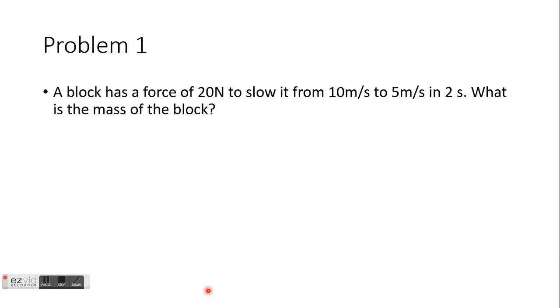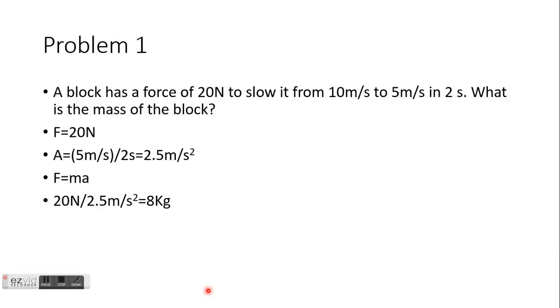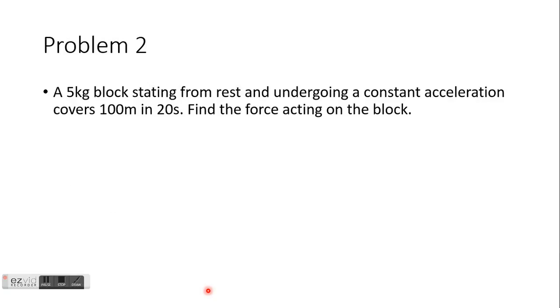But alright, back on track, we're going to start working on some problems. A block has a force of 20 newtons to slow it from 10 meters per second to 5 meters per second in 2 seconds. What is the mass of the block? We have the force, we can find the acceleration. It's 10 minus 5, so 5 meters per second over 2 seconds, so it's 2.5 meters per second squared. Since we know F and we know a, we just solve for m, so F over a is equal to 8 kilograms. So there you go, pretty simple problem.